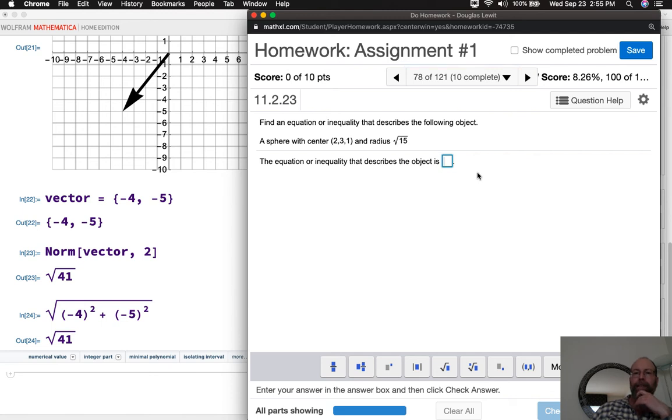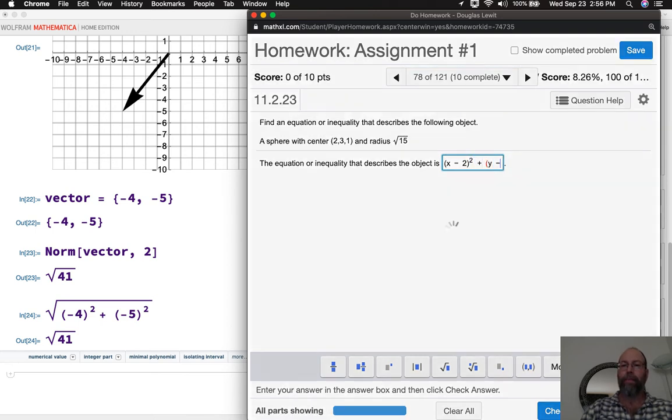Is this a solid sphere or just a sphere? So (x minus 2) squared plus (y minus 3) squared plus (z minus 1) squared is equal to the square root of 15 squared, which is 15.